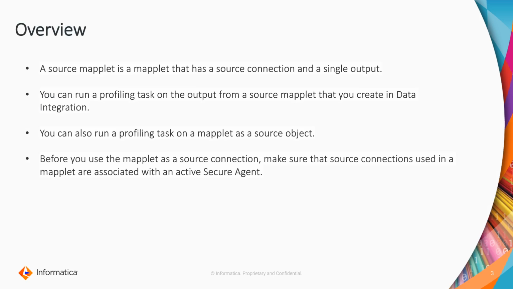Now let's see the overview. A source mapplet is a mapplet that has a source connection and a single output. You can run a profiling task on the output from a source mapplet created in Data Integration. Additionally, you can run a profiling task on the mapplet when it is connected to the source object. Before using this mapplet as a source connection, ensure that the source connections within the mapplet are linked with the active Secure Agent machine.